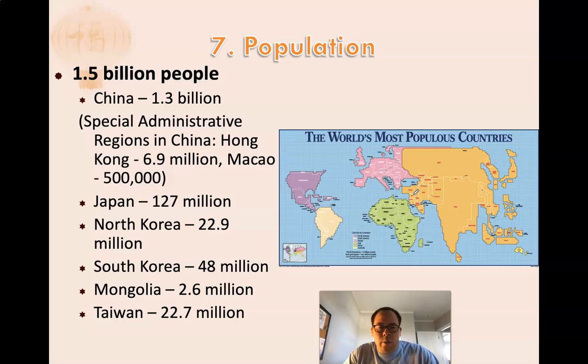Japan has 127 million. Like I said, these numbers are a little outdated. North Korea is 22.9 million. South Korea is 48. Mongolia is 2.6 million. And Taiwan is 22.7 million.